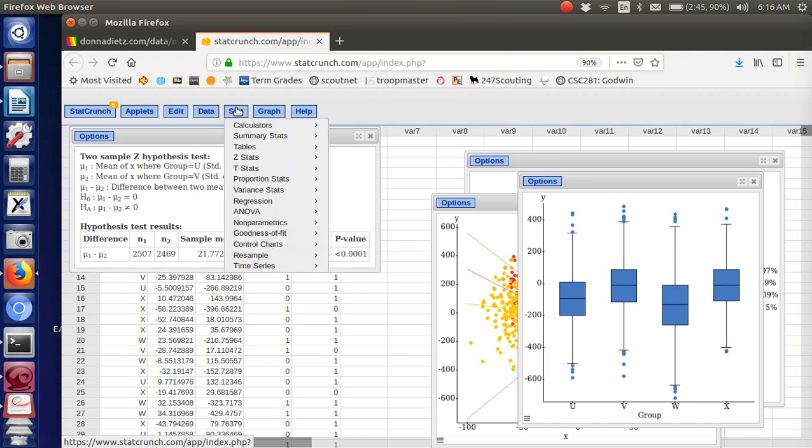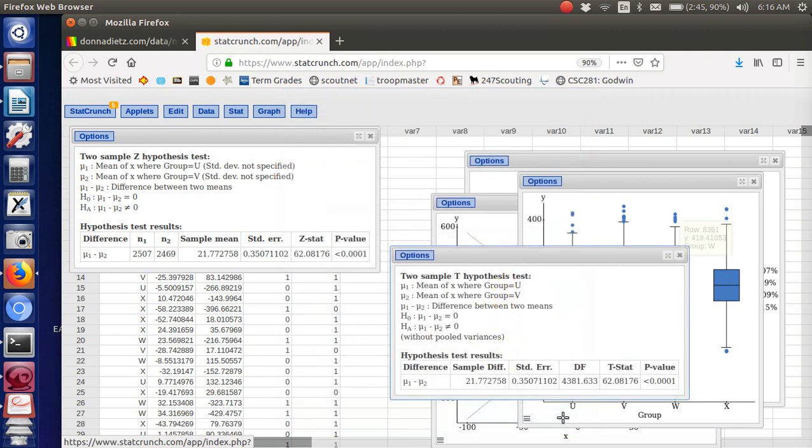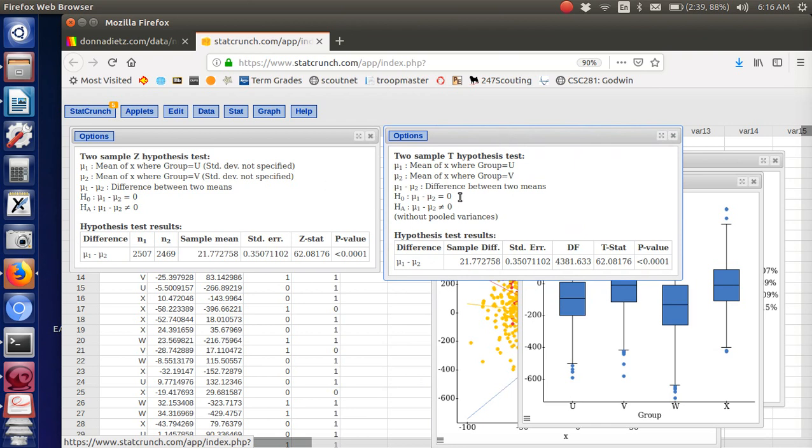Okay, so stat, t-stat, two-sample with data, values in x. So it's going to be exactly the same thing. Where group is, we better use the same groups though. I don't want to pool variances. And we're going to go ahead and see that if we have a t-test and a z-test for large samples, then we're going to get very similar results. It's not going to matter at this sample size level.